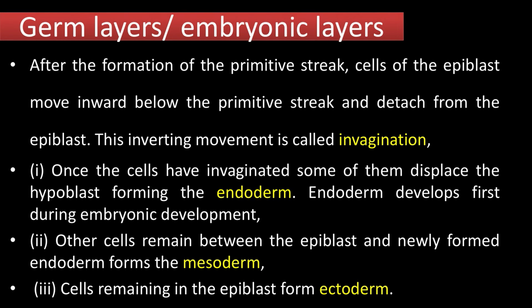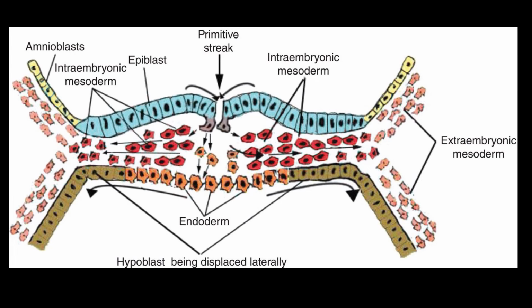Once these cells have invaginated, some of them will displace the hypoblast, forming the endoderm. Endoderm will develop first during the embryonic development, and then the other cells that remain between the epiblast and the newly formed endoderm will form the mesodermal layers, and the remaining cells of the epiblast will form the ectodermal layer. In this diagram, we can have a better understanding of whatever we have discussed.